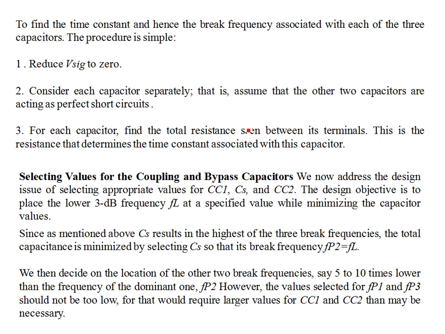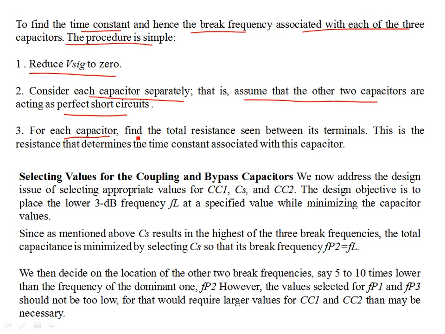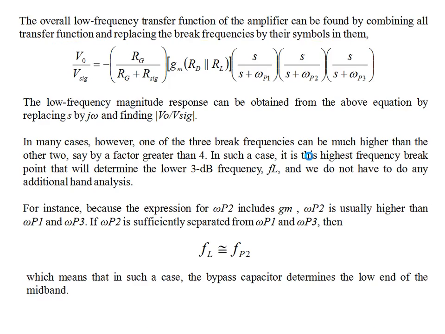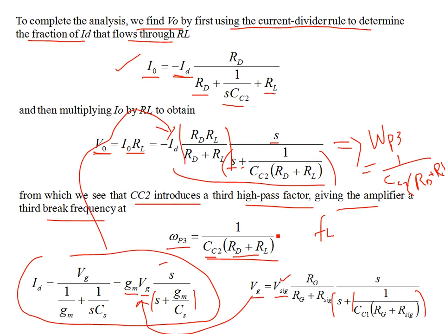To find the time constant, and hence the break frequency, associated with each of the 3 capacitors, the procedure is simple. First, reduce V signal to 0, so remove the signal source. Then consider each capacitor separately. Assume the other capacitors are perfect shorts, and measure the resistance. For each capacitor, find the total resistance seen between its terminals. This is the resistance that determines the time constant associated with the capacitor.